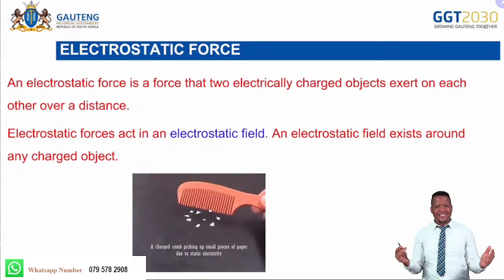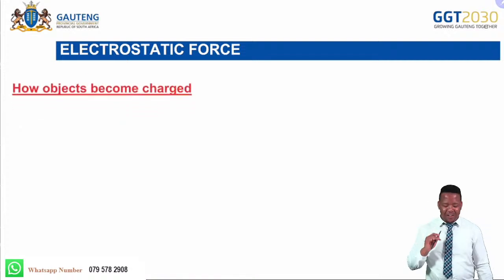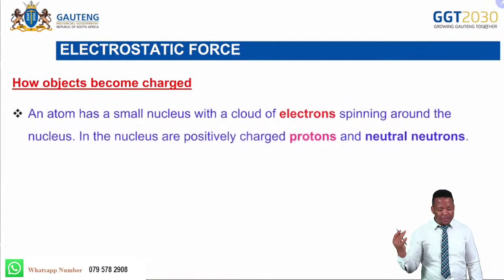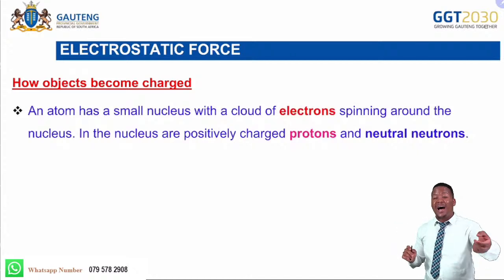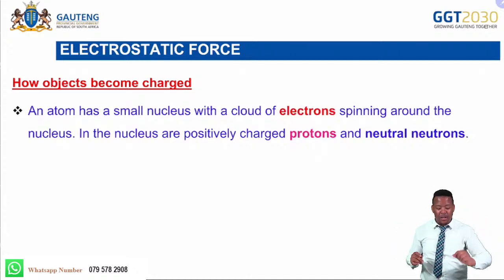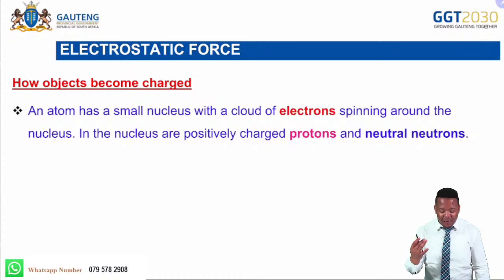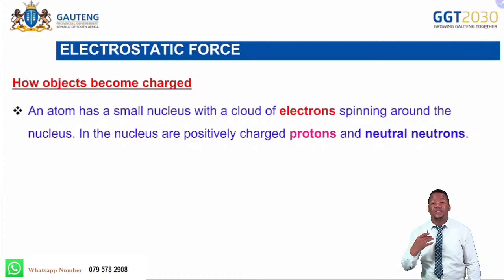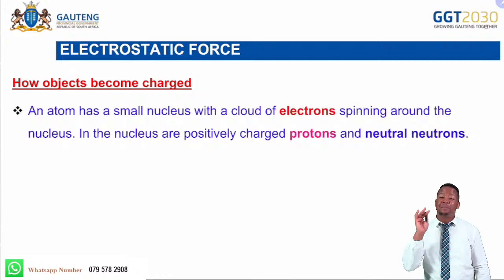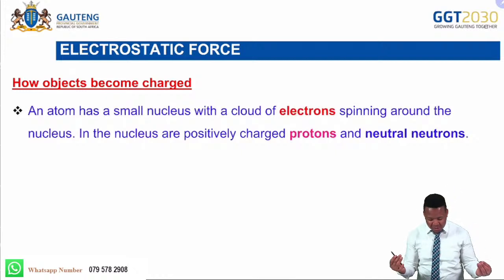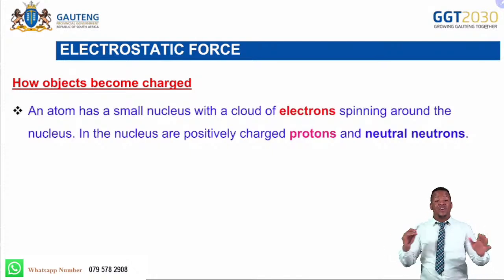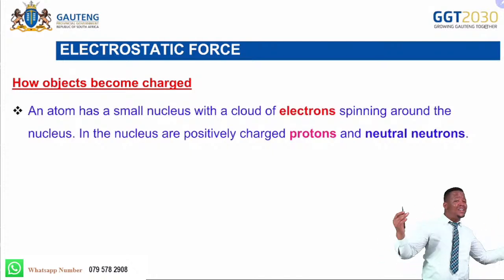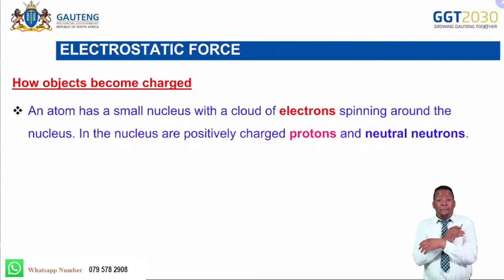Electrostatic force: how objects become charged. An atom has a small nucleus with a cloud of electrons spinning around. Electrons are negatively charged particles, and the nucleus has positively charged particles called protons. Then we have the neutrons, which don't have a charge. They are neither positive nor negative, they are just in between.